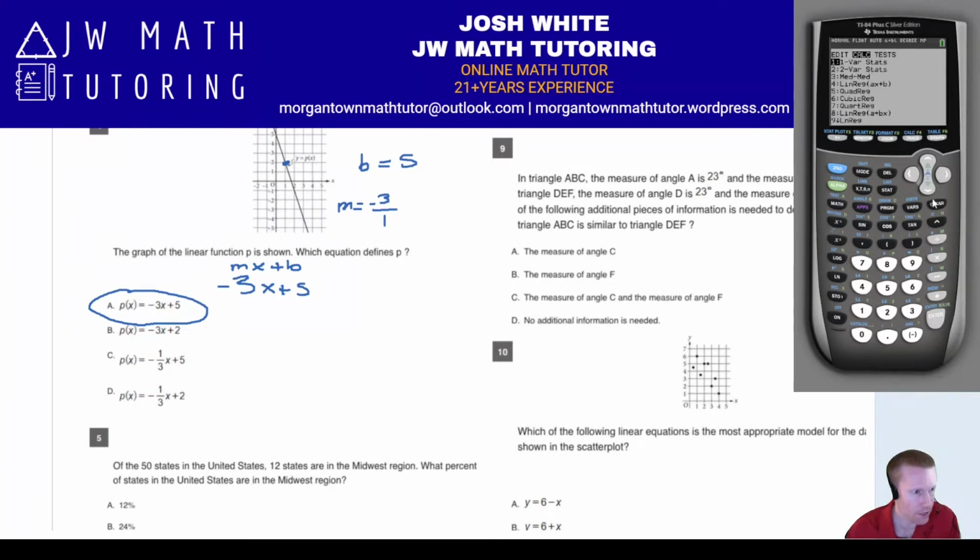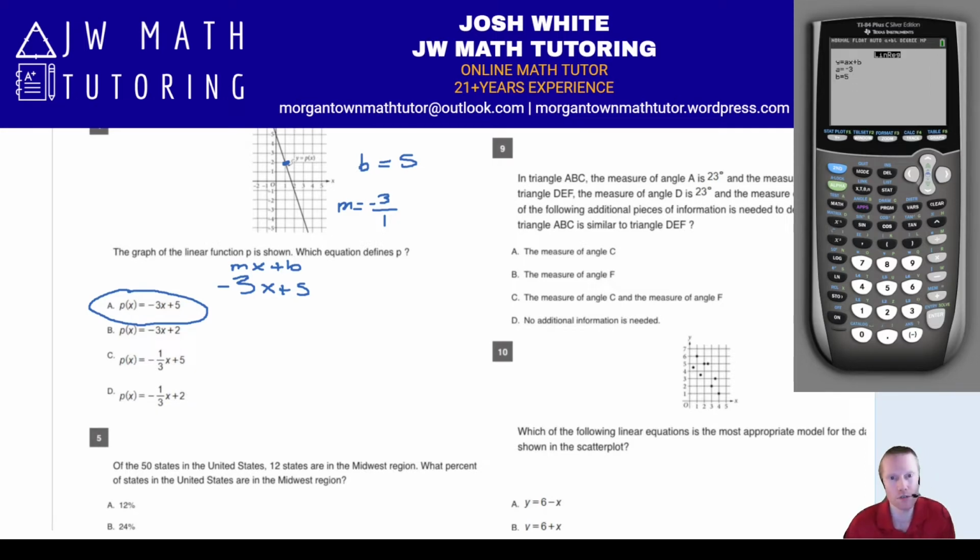All right, back to the stat menu, go down to calc, go down to option 4, hit enter. It's a lin reg ax plus b. I want my x's in L1, I want my y's in L2, and then I go to calculate. Okay, so A, my slope is -3, and B, my y-intercept is 5.